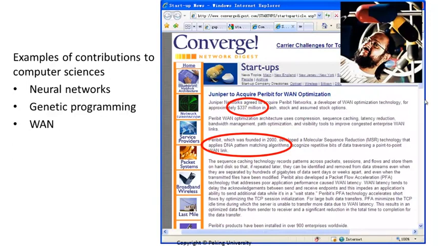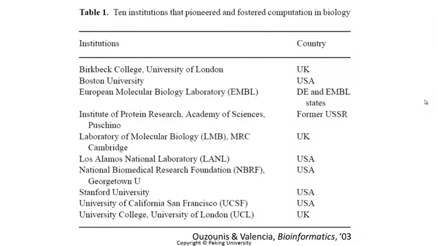I came to Stanford University to do my PhD in biomedical informatics in 1994. At the time, there were very few bioinformatics degree programs. In the 2003 review paper by Christos Ouzounis and Alfonso Valencia, they recalled the early history of bioinformatics. They listed 10 of the earliest bioinformatics programs, including Stanford University, University of London, Boston University, etc.